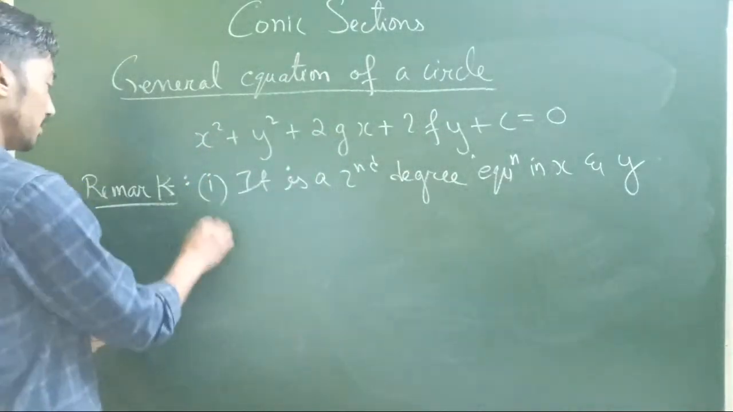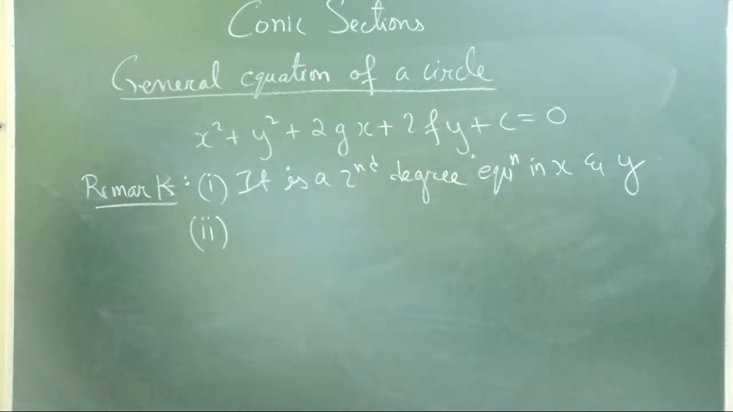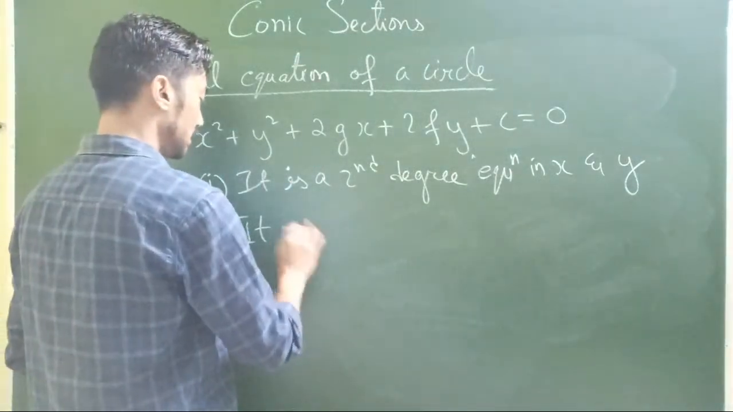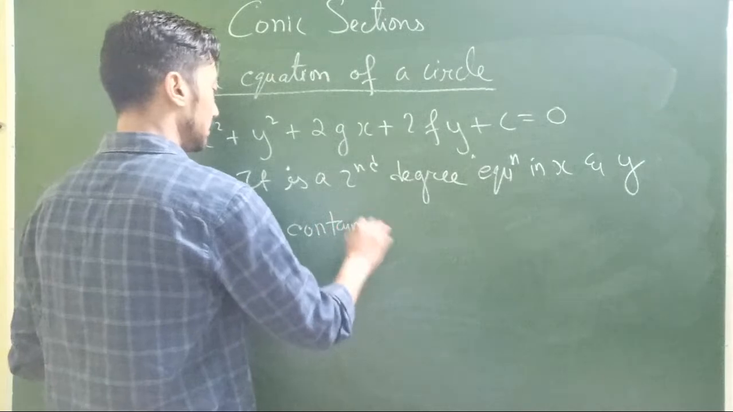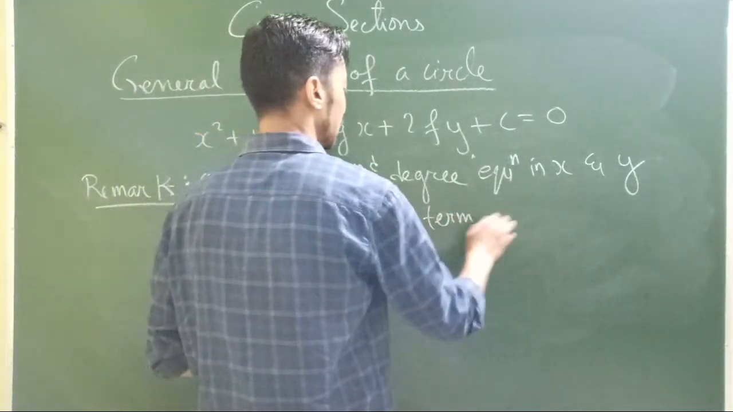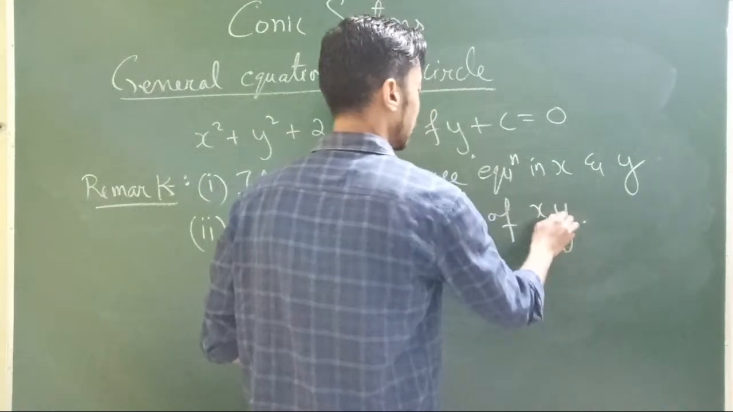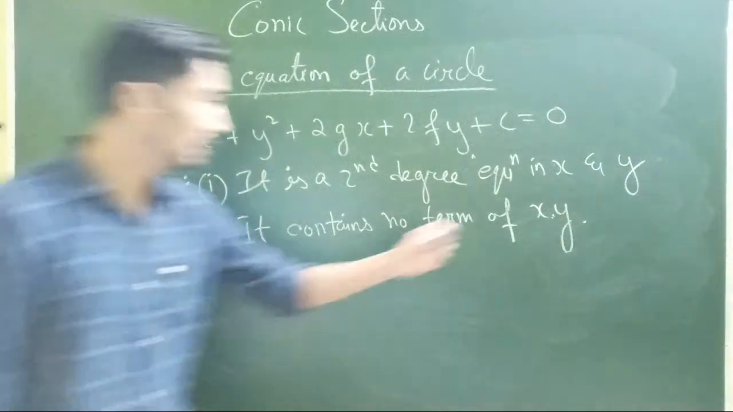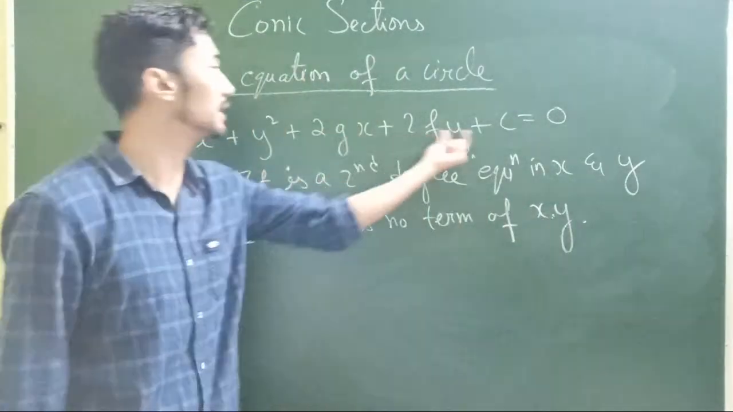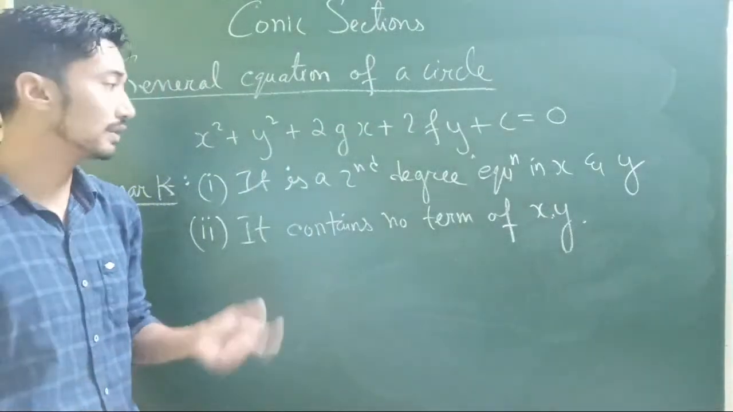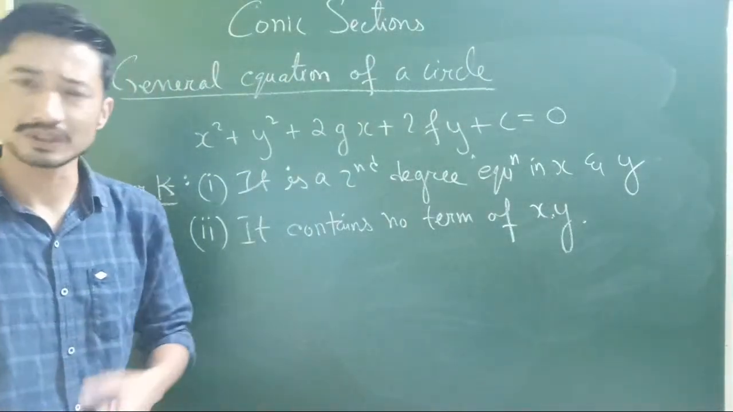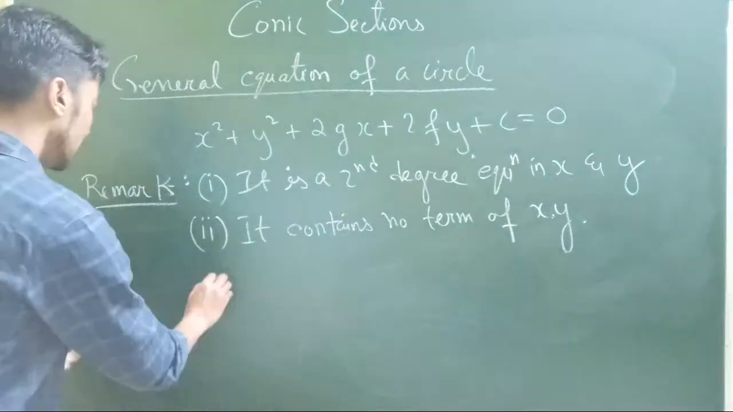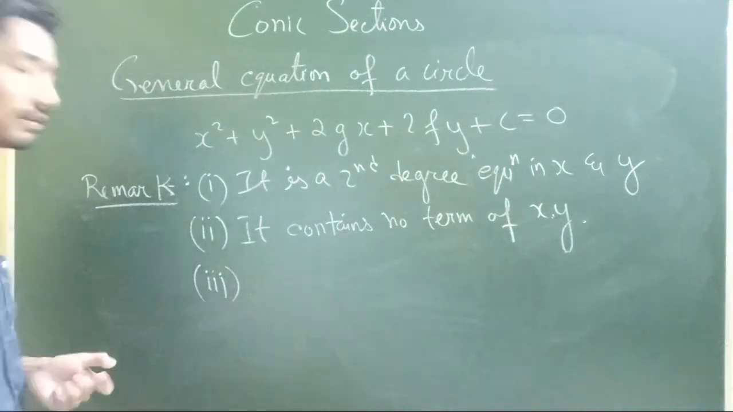Alright, second point. Every general equation of a circle contains no term of x into y. That means it should not contain any term that has xy. You will see that there is no xy here. So if, after simplifying, you get a term containing xy, then you have done something wrong. So that is one way to assure ourselves that the equation we have got is correct.